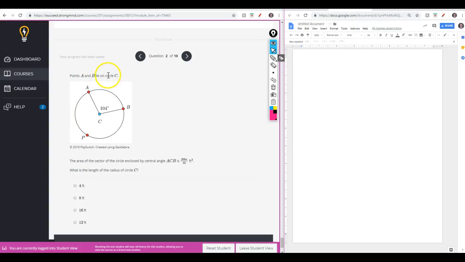Question 2, points A and B lie on circle C. The area of the sector of the circle enclosed by central angle ACB is 208 pi 45ths feet squared. What is the length of the radius of the circle?